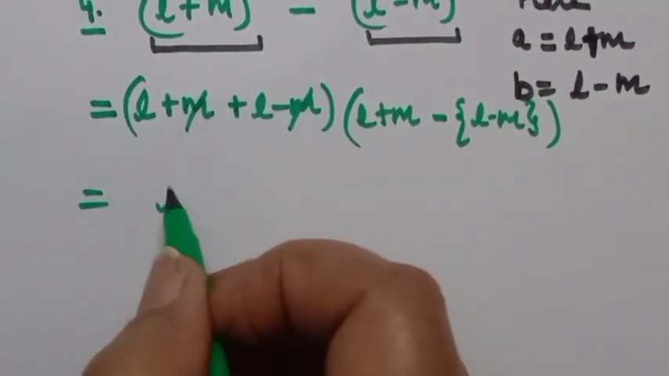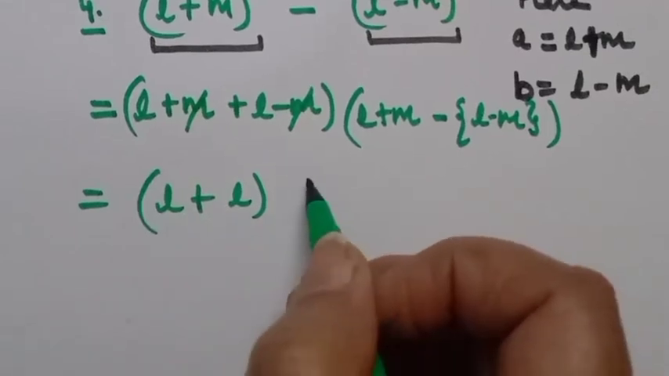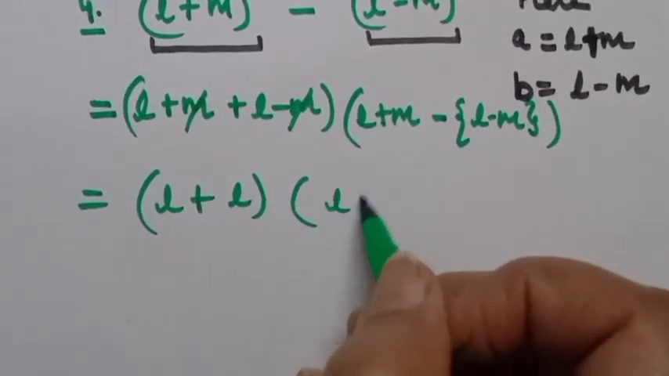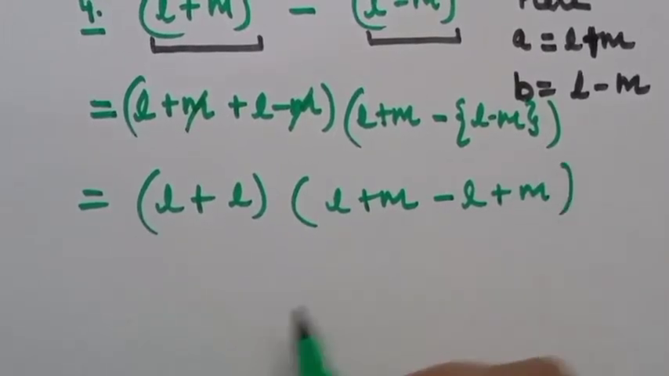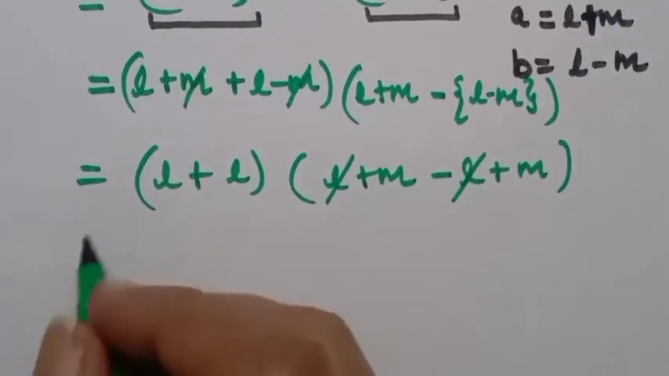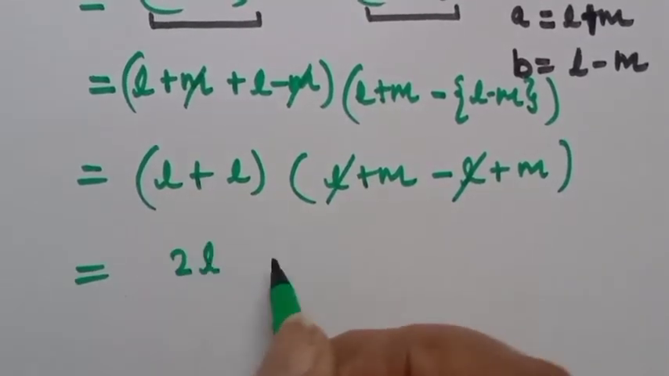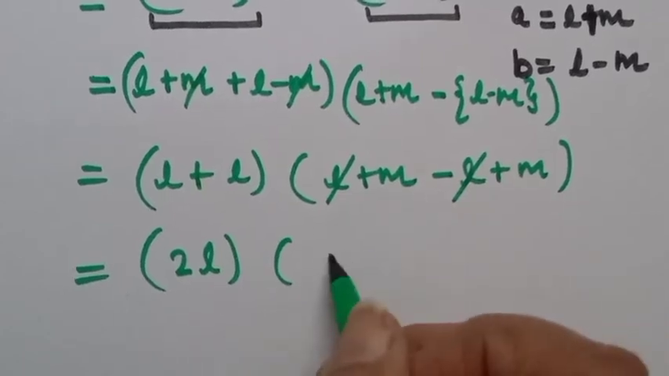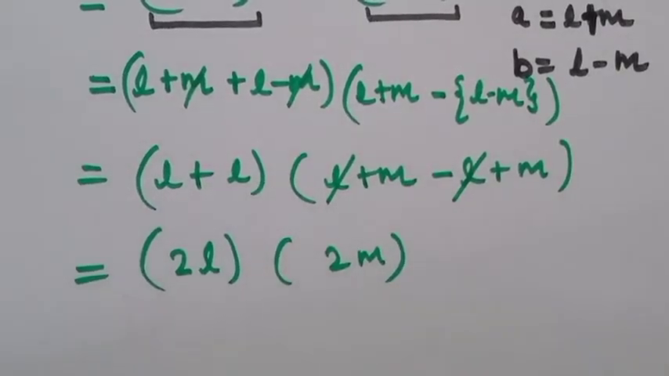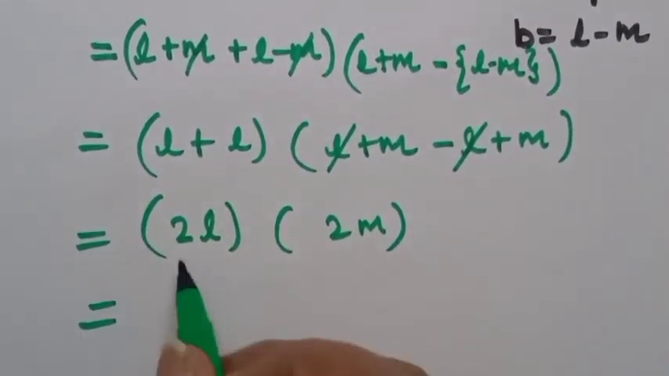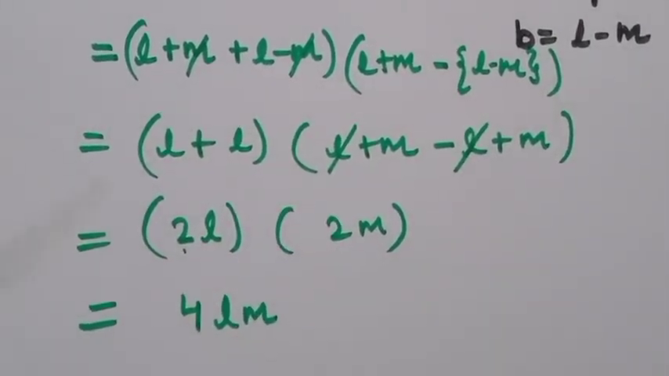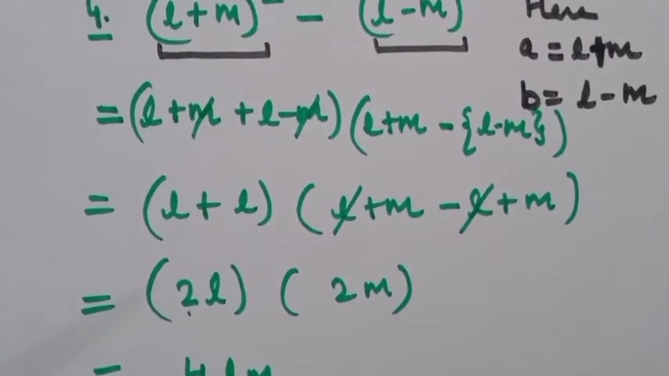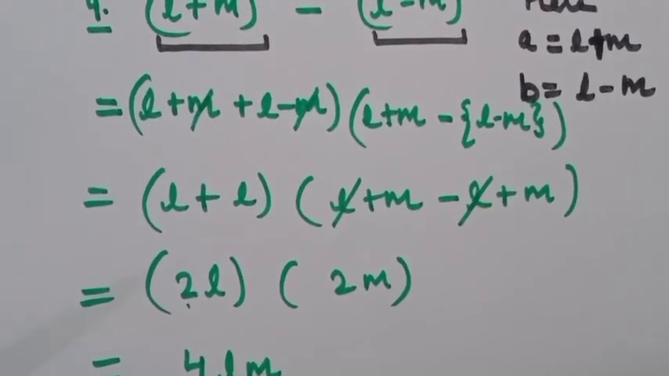Okay, now you see m minus m will be cancelled, l plus l is left, and here you open the bracket first, l plus m minus, outside minus, inside the sign will change, you know, minus l plus m. Now l will be cancelled and m is left. Now what we will write in the next term is l plus l, 2l, m plus m, 2m. Okay, so now you multiply the terms, 2 into 2 is 4 and lm. So this is your final step. Please watch and try to understand.